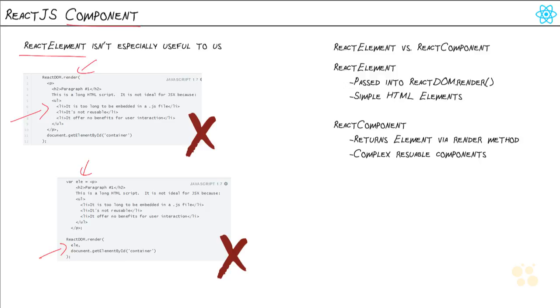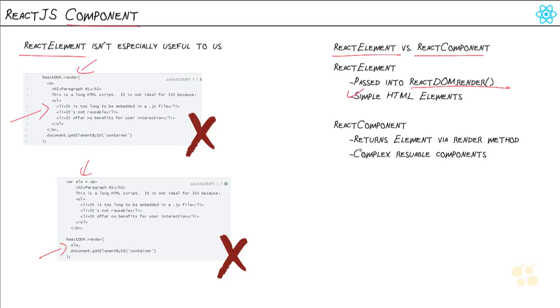So enter the React component object, and there's really two objects that we're talking about here, React component and React element. I'm going to cover those more in depth in another nugget. But just so you understand, React element is the object that's passed into the React DOM.render function, and it's really good for simple HTML elements. You can do H1s or Ps or whatever HTML elements you need with a simple React element. But it's not good for the complex sorts of things that we want to do.